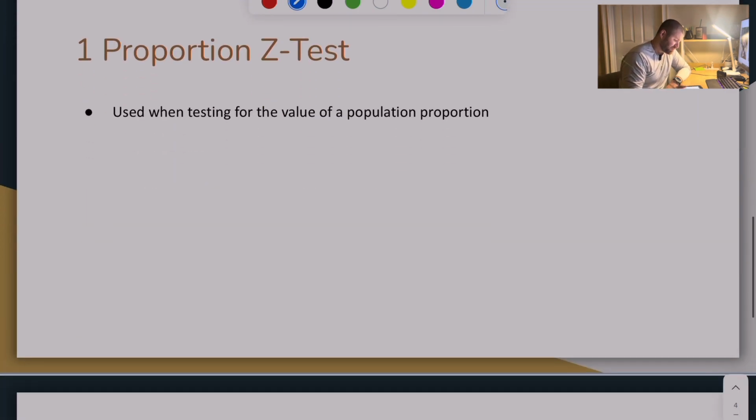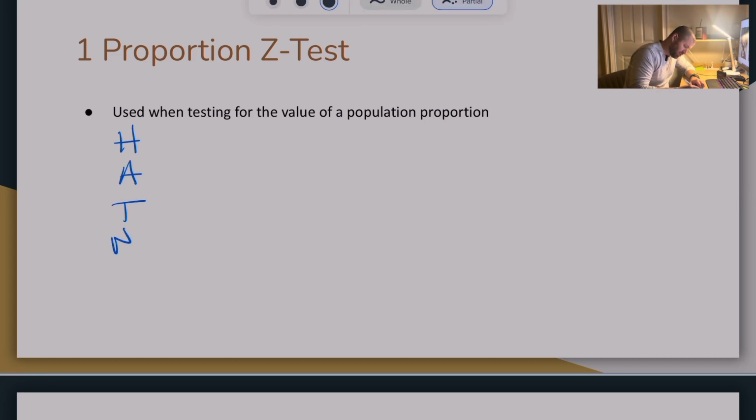So, let's talk about our new acronym. Now, most importantly here, a one proportion z-test is used when we're testing for the value of a population proportion. Our new acronym is HAT North Carolina, or Harry and the New Cat, or how about them Nebraska Cornhuskers?